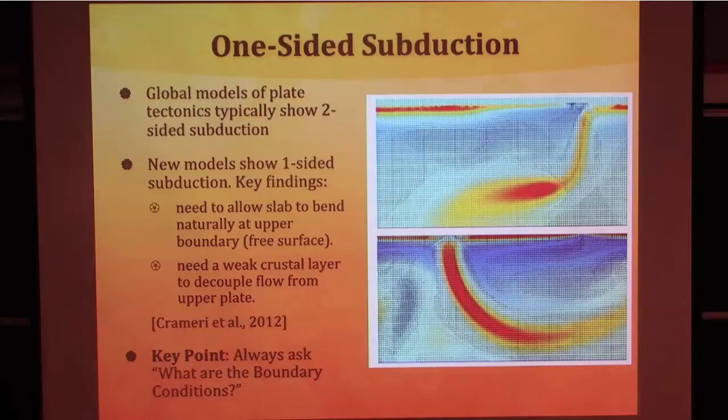People thought, is this rheology? Is this something about water? What actually creates that asymmetry? It turned out just a few years ago that there was some insight from some 2D models of subduction that showed that basically the boundary condition on the top of these numerical models, which is what we call a free slip boundary condition, matters.